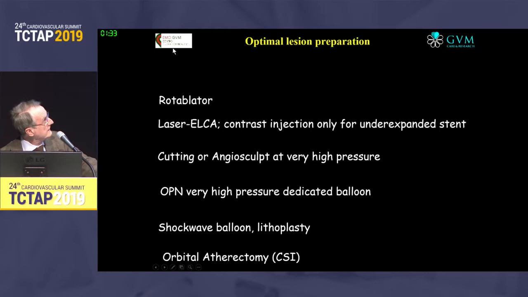So optimal lesion preparation is a must, and I believe we owe this word to the bioresorbable scaffold. The bioresorbable scaffold has been a victim of suboptimal lesion preparation, and these devices have the merit of bringing back this terminology. Rotablator, laser with contrast, cutting or AngioSculpt, high-pressure OPN, very high-pressure dedicated balloon, shock wave, and I didn't mention it, but certainly orbital atherectomy is in that group. Thank you for your attention.